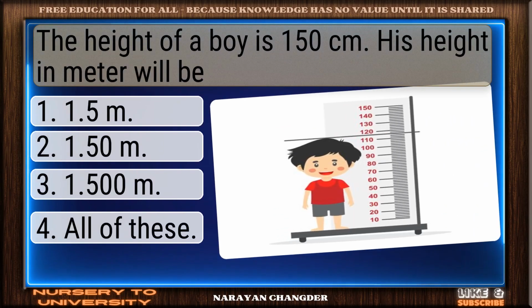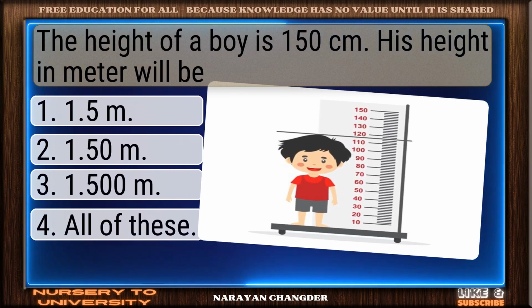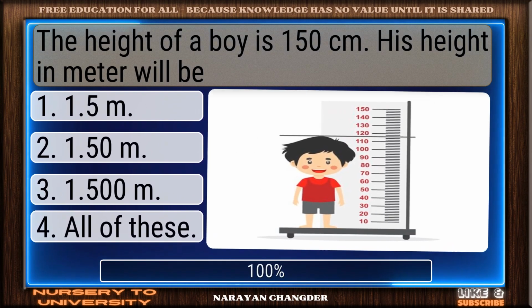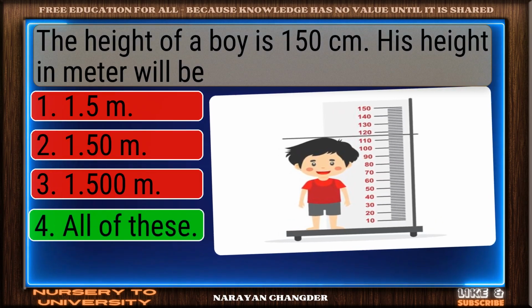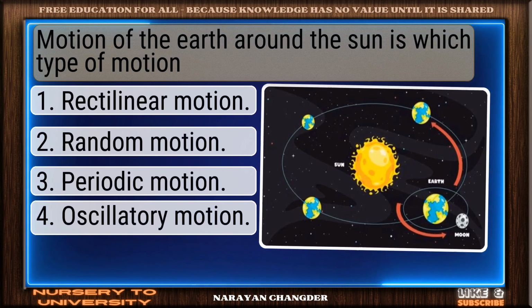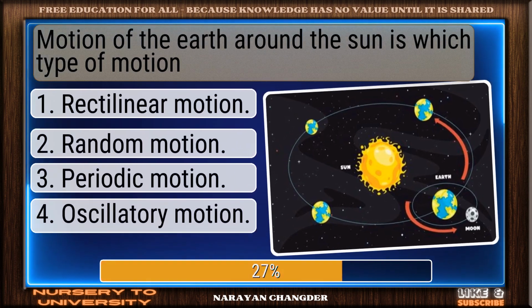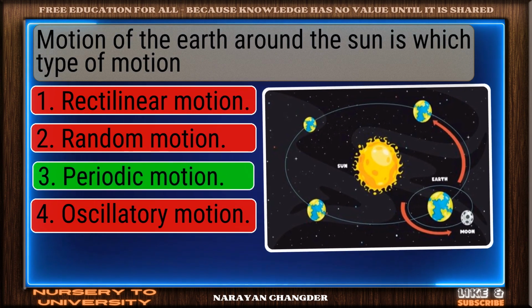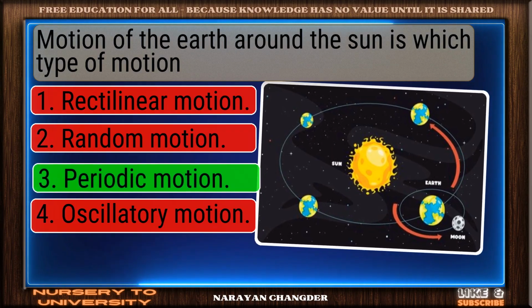The height of a boy is 150 cm. His height in meter will be. You chose all of these, and it is correct. Motion of the Earth around the Sun is which type of motion? Good job. Your answer, periodic motion, works well here.